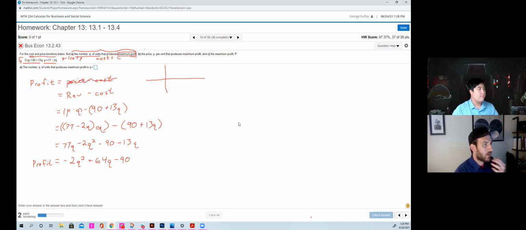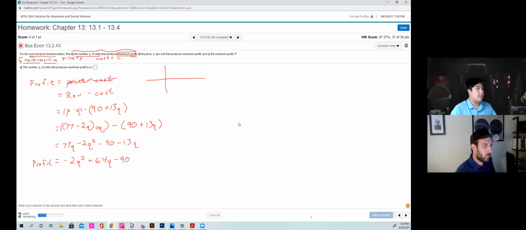Okay, so just to recap for everybody else who's jumping in, so we started off with what? Can you kind of catch everybody up on what we did so far in the math, where we're at now? Got it. So we are currently solving for the first part. The number q of units that produces maximum profit is q equals blank.